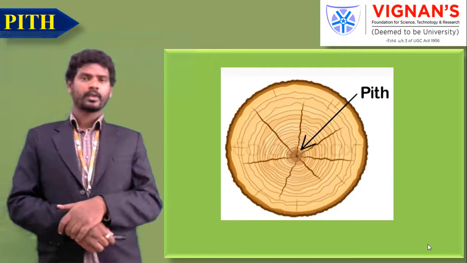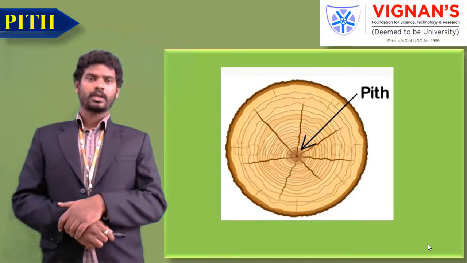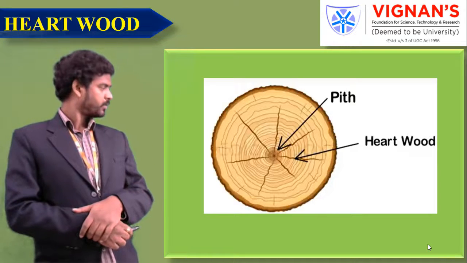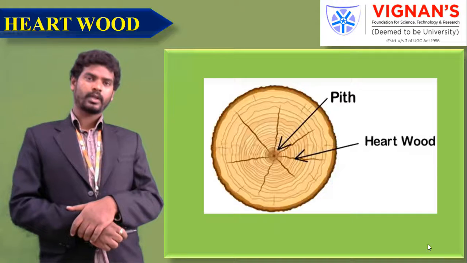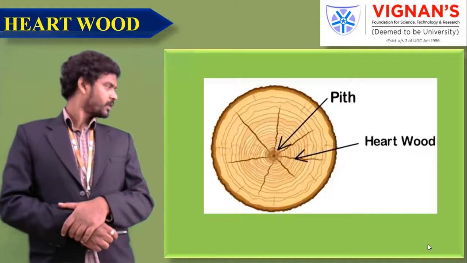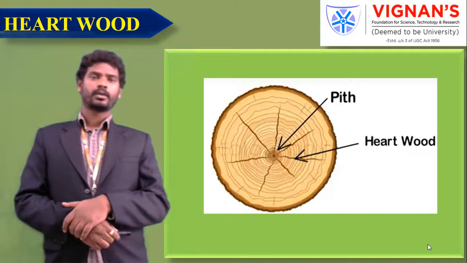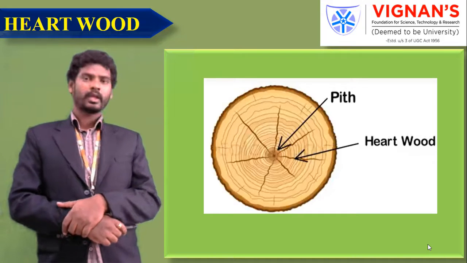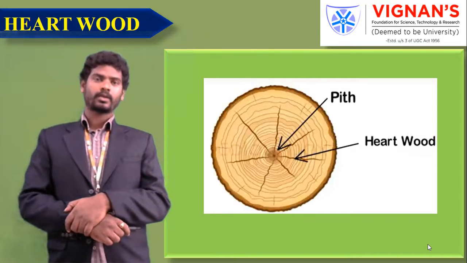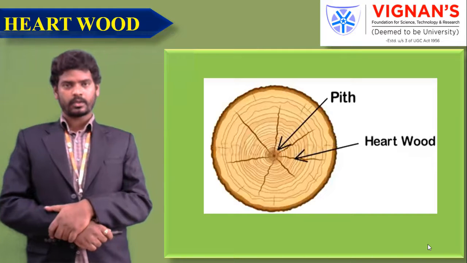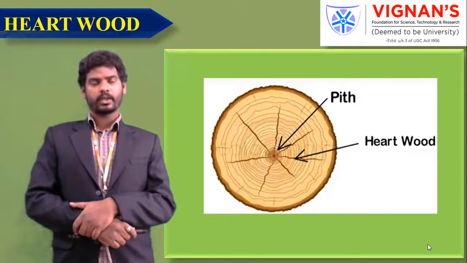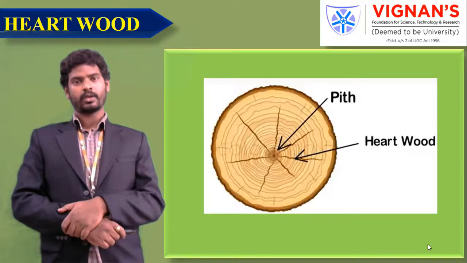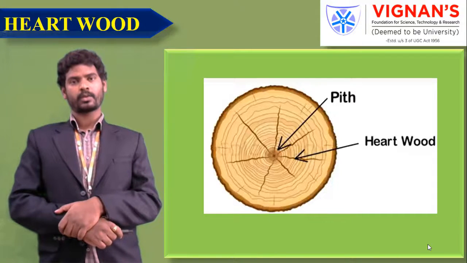The next one is hardwood. The hardwood is the dark colored part surrounding the pith. It is the dead portion of the tree and does not take an active part in the growth of the tree. It is the strongest part of the tree. This is the very strongest part of the tree.